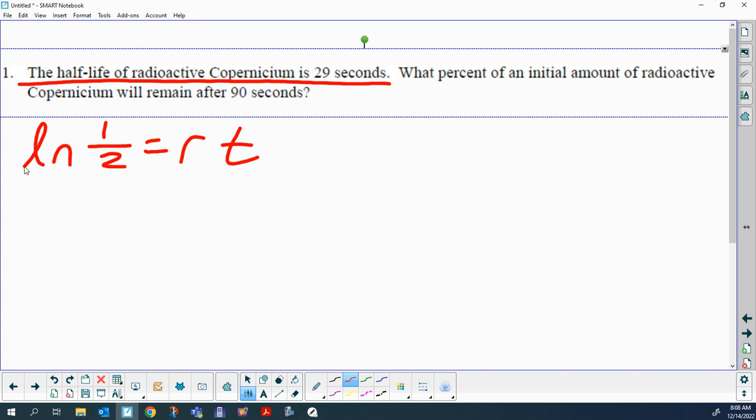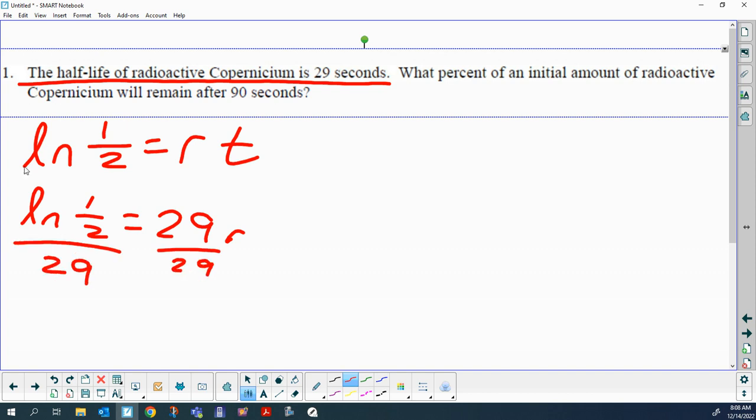R is the decomposition constant. So, half-life is 29 seconds. That means T is 29 seconds. So we go natural log 1/2 equals 29 times R, and we're just solving for R. So, calculator, divide by 29.